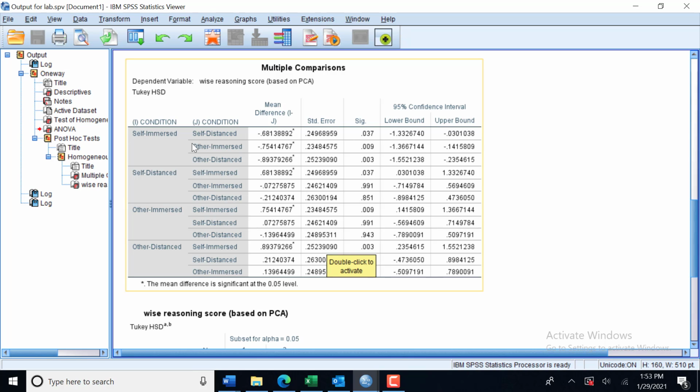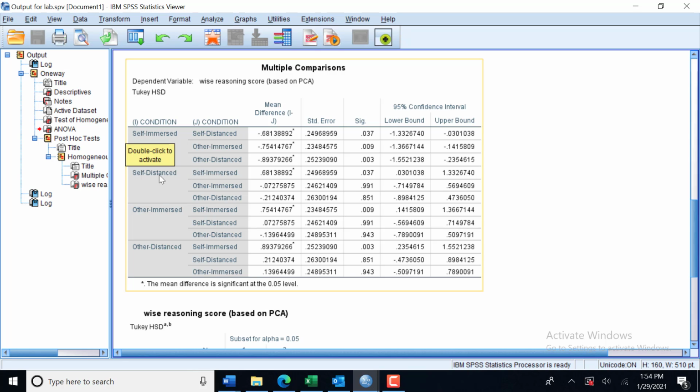If we compare the self-immersed to the other immersed, 0.009. Yes, the 0 is less than 5, so this is again significant. If we compare self-immersed to other distanced, again, 0.003. That again is less than 0.05. So all three of these are significantly less than 0.05. So self-immersed is unequal to all three of the other conditions. And remember, we said self-immersed was the lowest. It was a negative number, and all three of these were positive numbers.